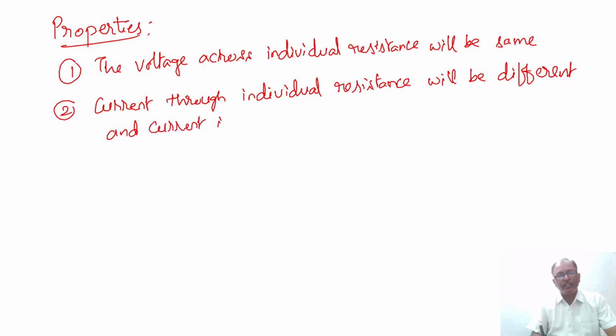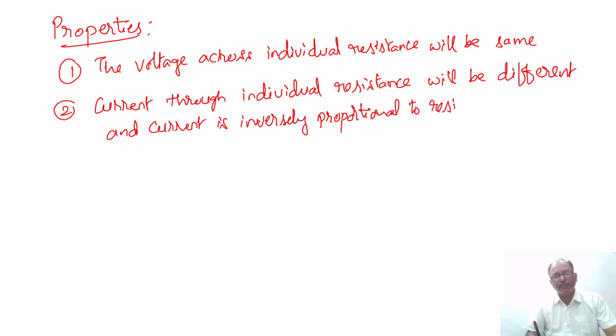The current is inversely proportional to the individual resistance. Suppose in a parallel branch, if the resistance is more, then the current will be less. If the resistance is less, then the current will be more.